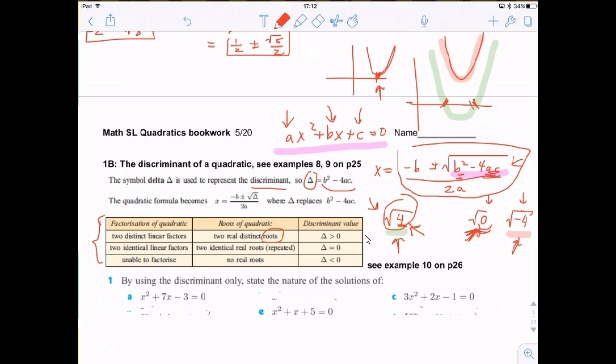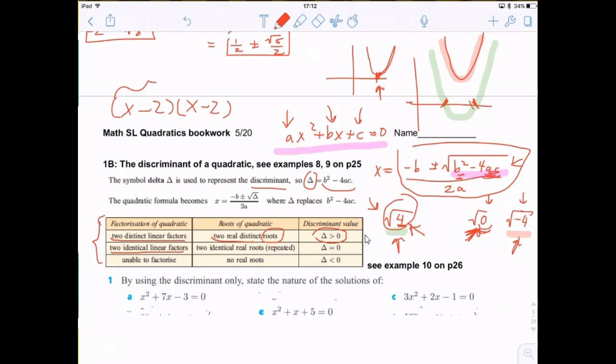And it's kind of funny that they do say, look, 2 distinct linear factors, 2 real distinct roots, and that is when the quantity inside the square root sign is greater than 0, right? And then they say 2 identical linear factors, and you're like, what do you mean 2 identical linear factors? Like if you have 2 plus or minus 0, that's only one factor. It's 2, right?